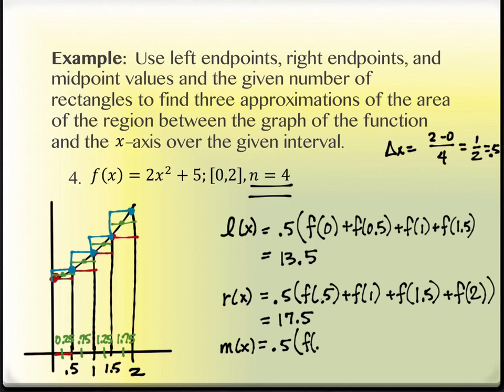But so we're finding f of 0.25 now, f of 0.75, f of 1.25, and f of 1.75. Again, make sure you're writing that out. Once you have written that out, multiplied by 0.5, and it is still by 0.5, the width of the rectangle, even though I'm using the midpoints, is still 1/2. And if I multiply that out, add it together and multiply it out, I will get 15.25.